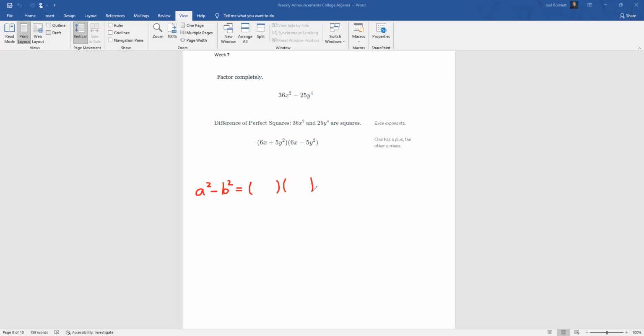It's going to be the first base, which in our case is a, plus the second base, and we're going to multiply that by the first base minus the second base. Now, if we were to use the box method or FOIL, we would see that a plus b times a minus b does give us a squared minus b squared.